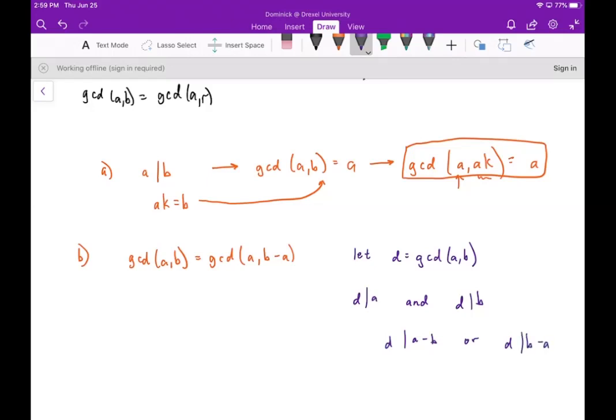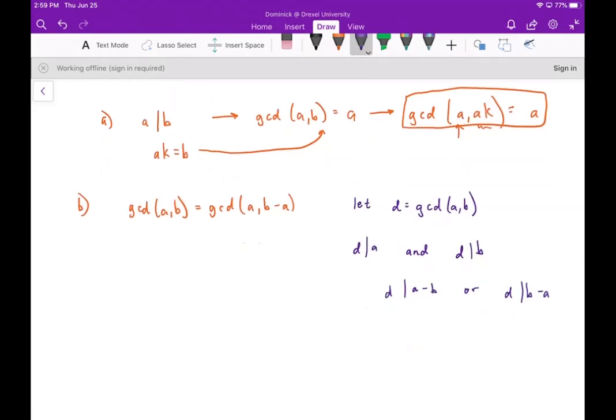Now, of course, what this means is that if d divides b minus a, that means that d is less than or equal to the GCD of a, b minus a. Right, because the greatest common divisor might be bigger than d.